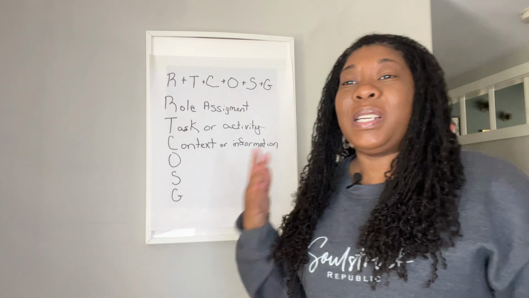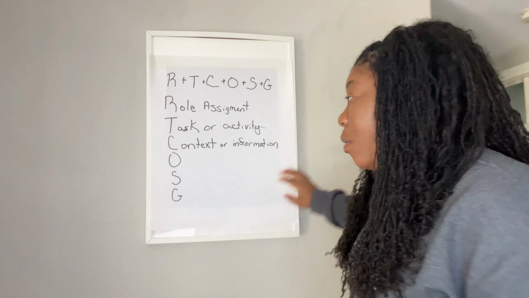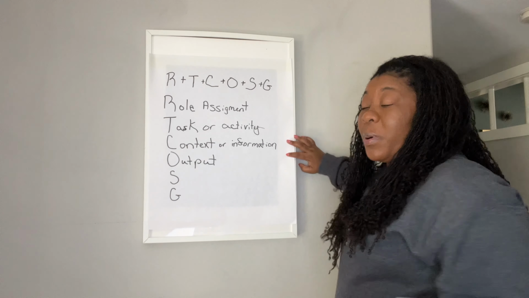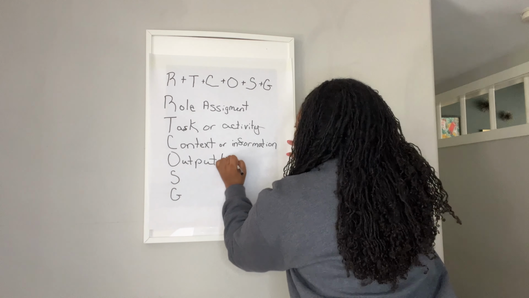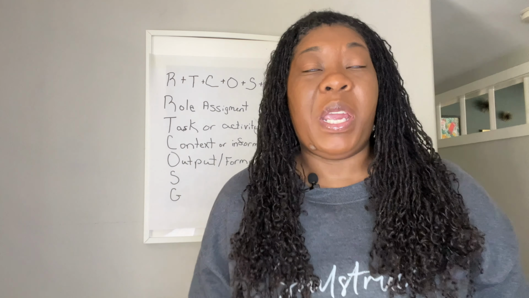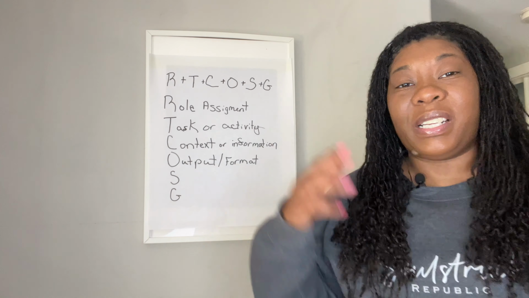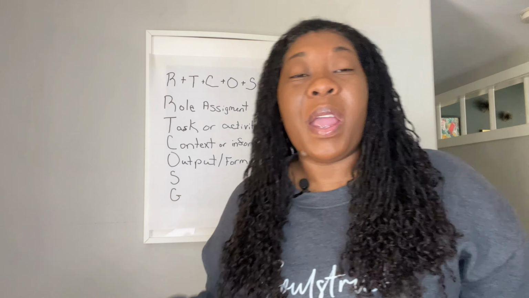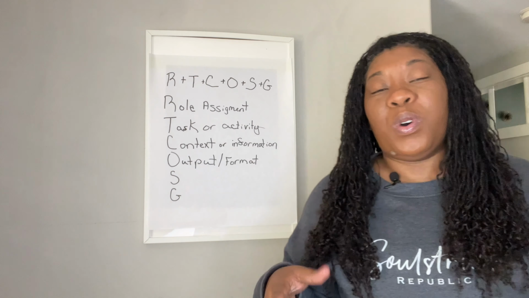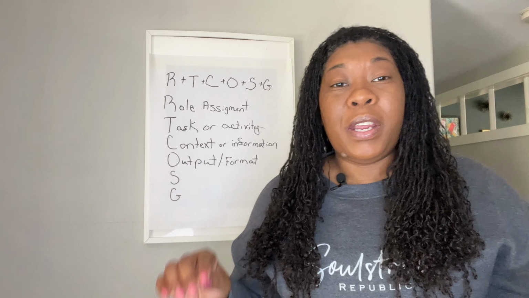Okay, now let's get into the next component of the perfect ChatGPT prompt, and this is going to be your output. So output basically represents the format. So how do you want ChatGPT to populate or spit out your information? Do you want ChatGPT to give you a list? Do you want ChatGPT to respond in a table format? Do you want it to respond in paragraphs? Do you want it to give you a bullet list? If you have a specific way that you want to have your data output, you want to make sure that you specify that within your prompt.